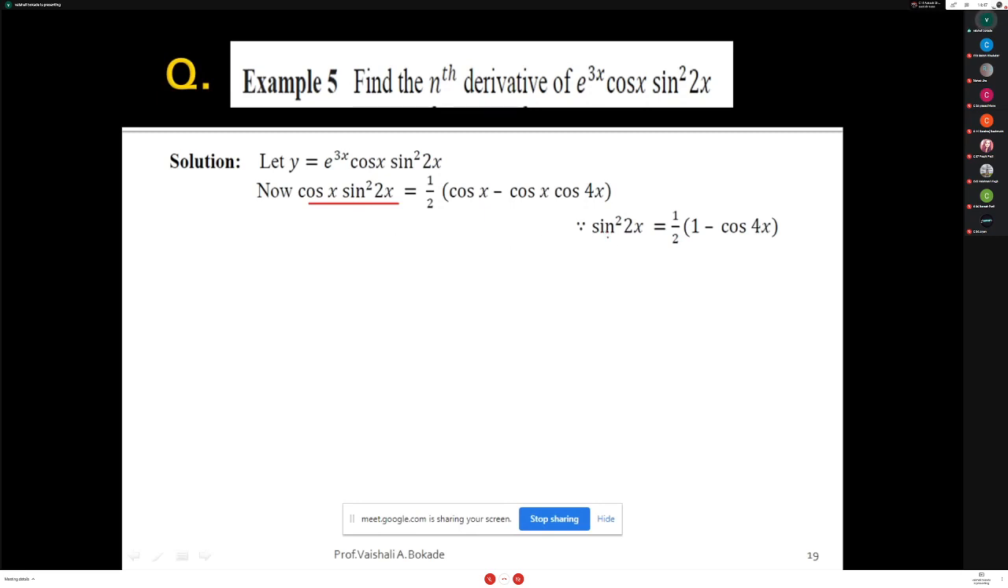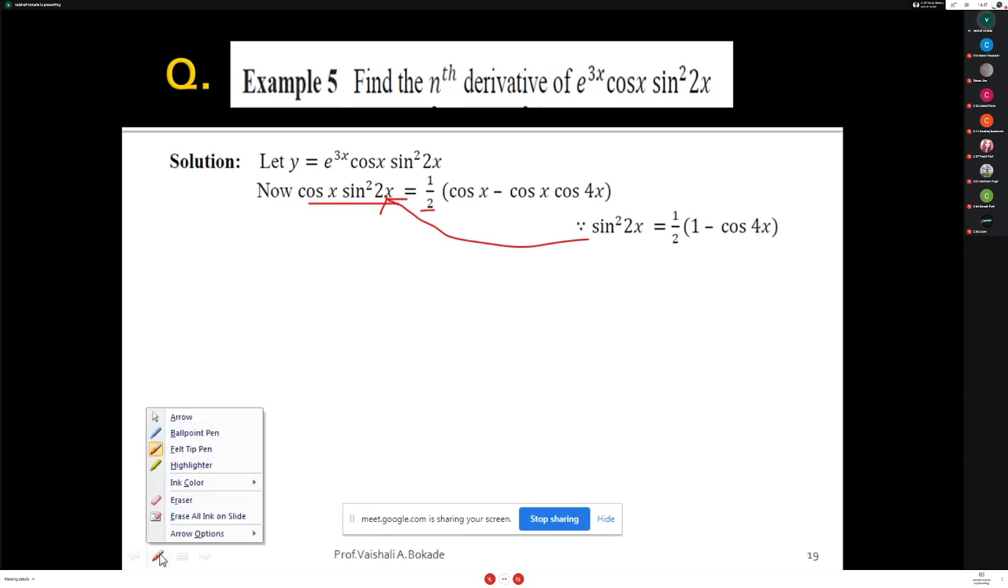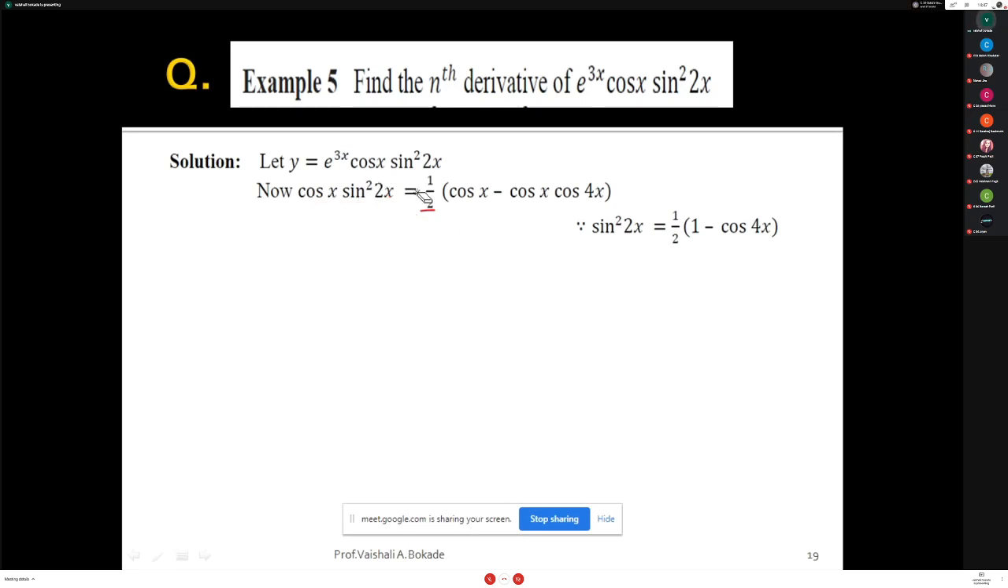I am just writing sine square 2x as 1 minus cos 4x divided by 2, and then I'm multiplying cos x inside. So 1 by 2 will remain as it is, and I'm multiplying cos x here. So it becomes cos x minus cos x into cos 4x. Students, are you getting how these things come? Just write sine square theta as 1 minus cos 2 theta divided by 2, and the remaining cos x just multiply inside.